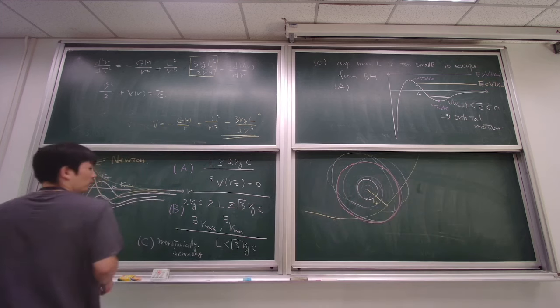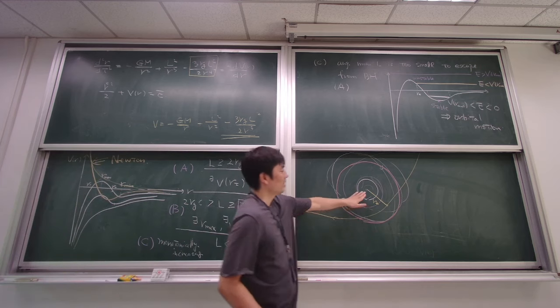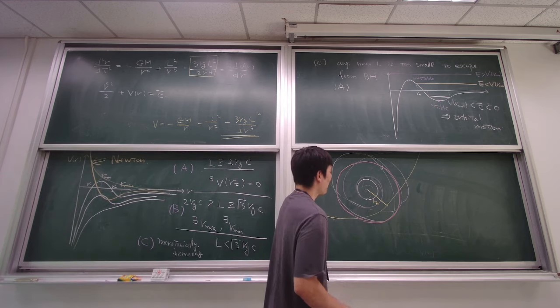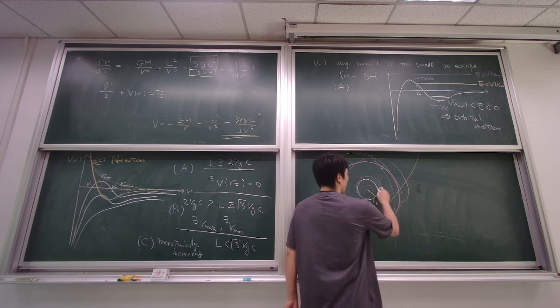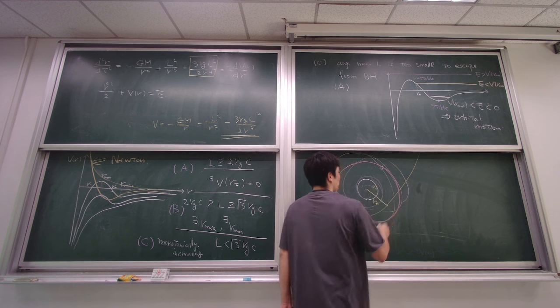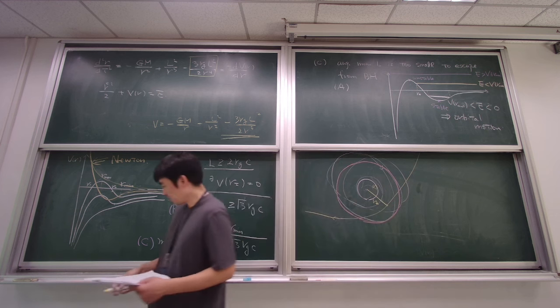And of course, if you enter R equals to 0, we already learned this, the light cone becomes like this way, so it never comes back.